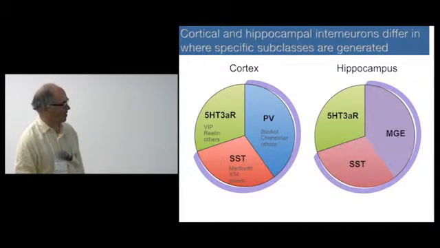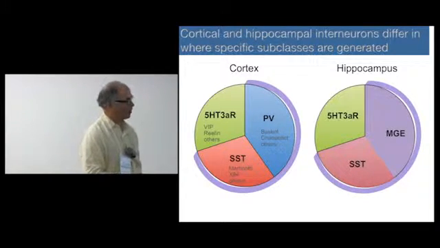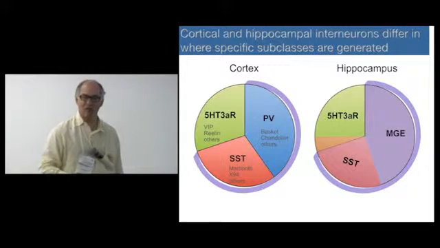And then when he looked at somatostatin, a cell type which entirely comes from the MGE in the cortex, when he looked in the hippocampus, again, a bunch of them came from the CGE.